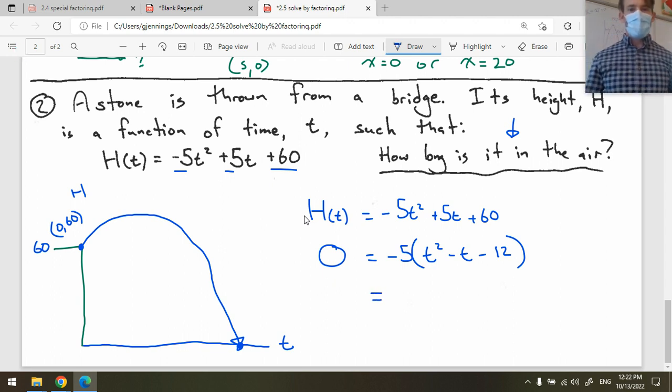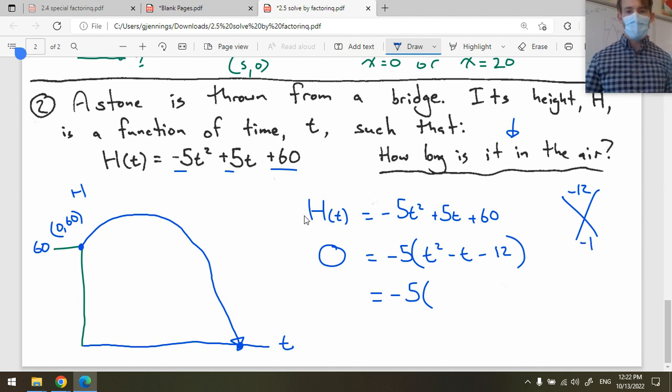And then we have minus 5 multiplied by, I want to win this x game: two numbers that multiply to minus 12 and add to minus 1. What are those numbers?